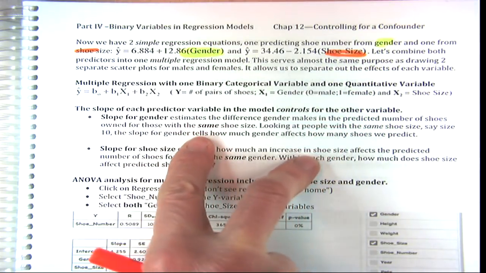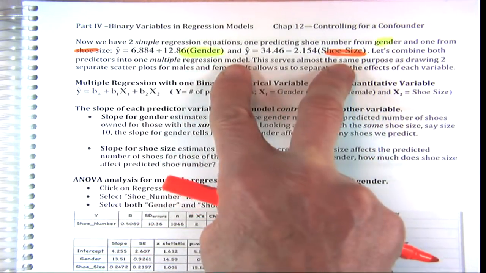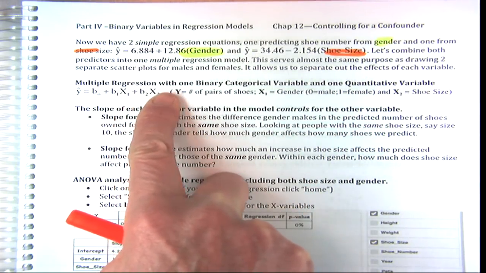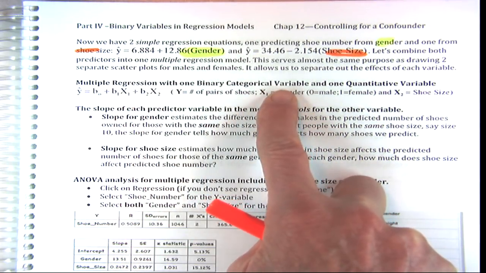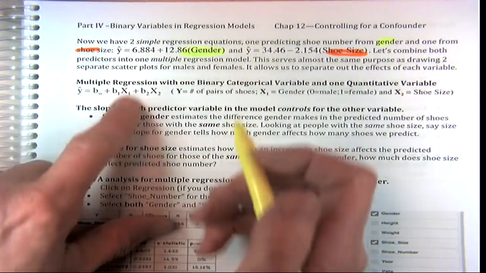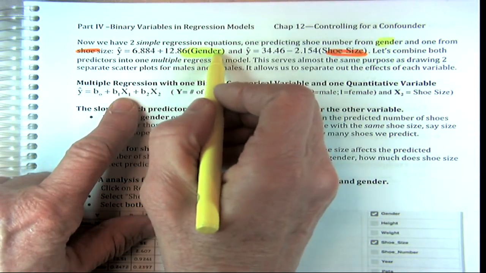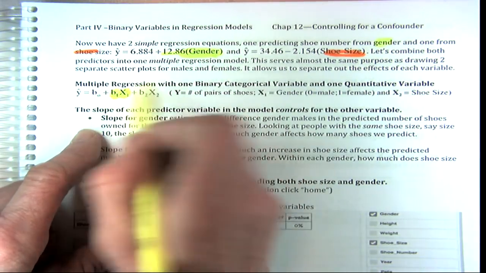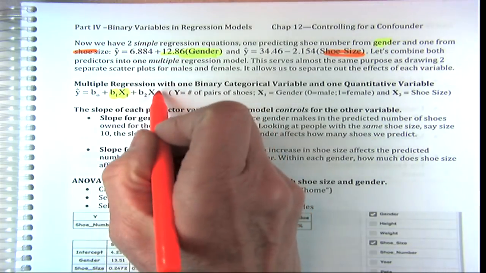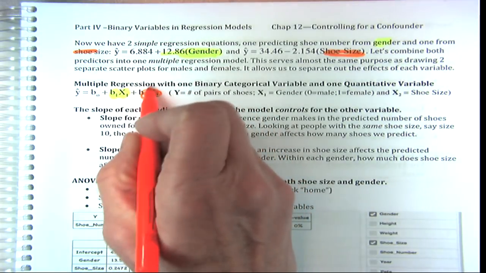So that's what we're going to do. And that allows us to separate out the effects of each one of them. So the multiple regression equation is going to look like this. All right, gender we'll say is x1. We'll have a slope for that. That's our binary one. And then our shoe size will be x2. We're adding that, okay?